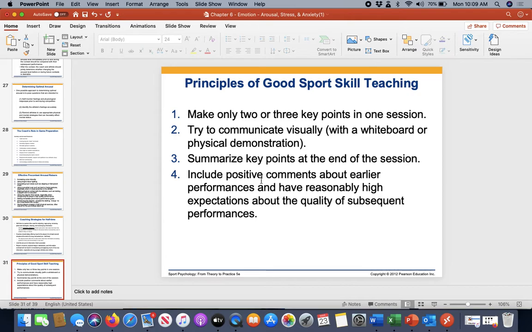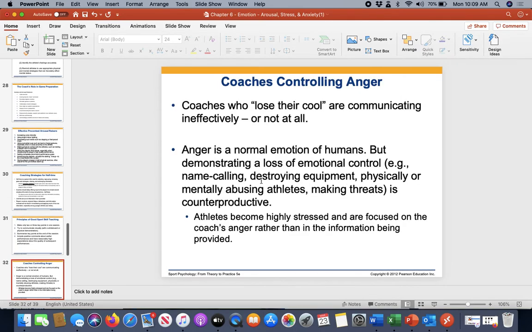Sometimes it's hard to do, but you have to find the positives, even though it might be severely negative. Because that's only going to help them to understand, okay, well, we did do some things right, especially in a moment where things were down.